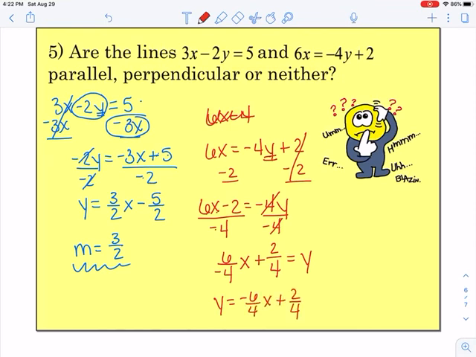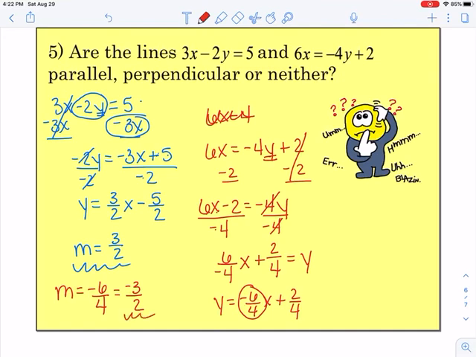Okay, and now that's in y equals mx plus b form, and now I can pull off the slope. The slope of this line is going to be negative 6 over 4. So I'm just going to reduce that negative 6 over 4 and see what happens. So 2 goes into 6 3 times, so I'm going to have a negative 3 on the top, and 2 goes into 4 twice. So now I need to decide, are they parallel, perpendicular, or neither?